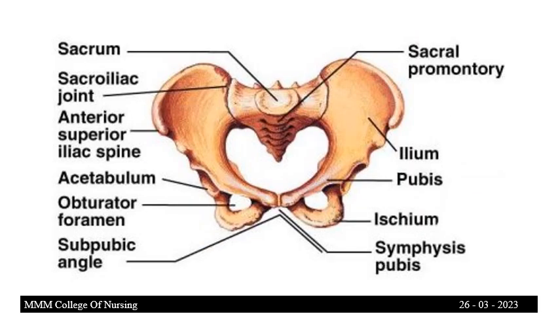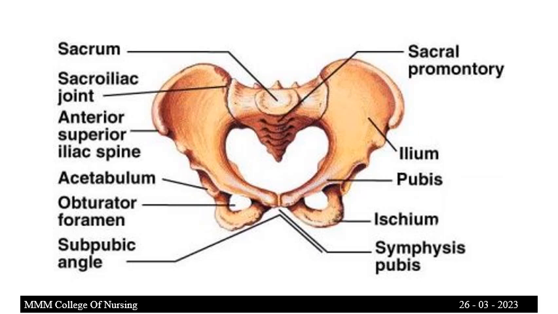This is the anatomy of the pelvis. Before we go into the definition of contracted pelvis and cephalopelvic disproportion, you need to know what a normal pelvis is. As you see in the picture, the sacrum, the sacroiliac joint, the anterior superior iliac spine, and the acetabulum, which is a deep cup-shaped bony structure present in the ischium.